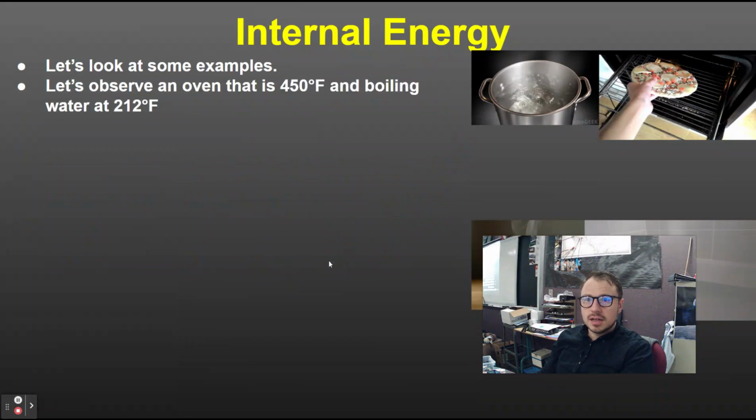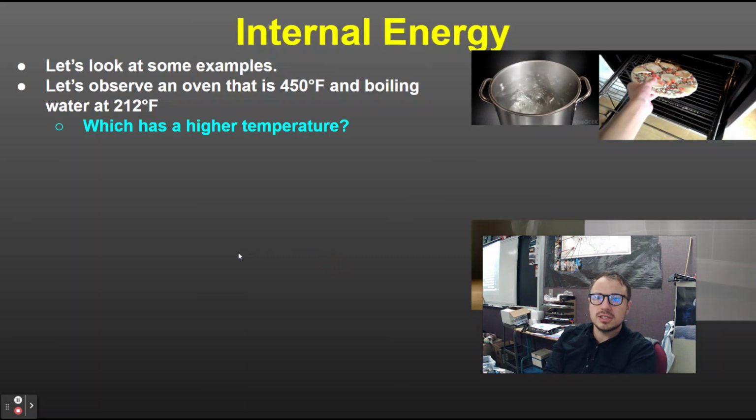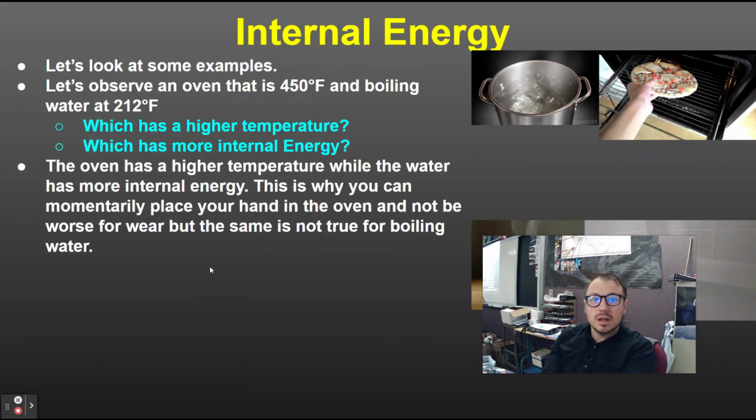So here's another one, right? An oven, 450 degrees and boiling water at 212, which has a higher temperature, that oven, right? Which has more internal energy. Well, it's going to be that water, right? The oven has a higher temperature while the water has more internal energy. This is why you can momentarily place your hand in the oven, not be worse for wear, but the same is not true for boiling water.